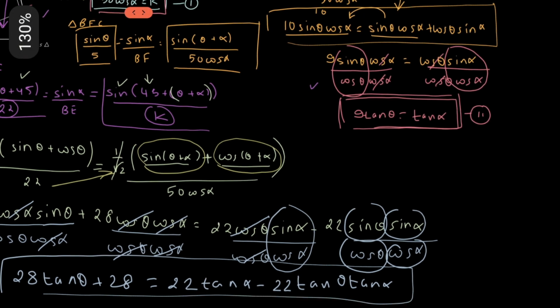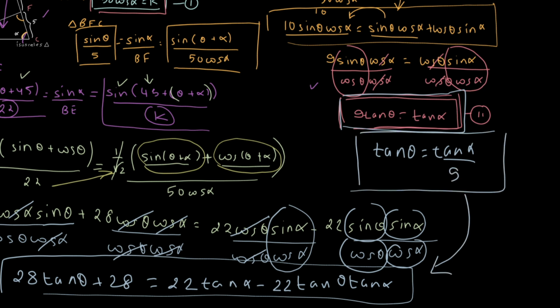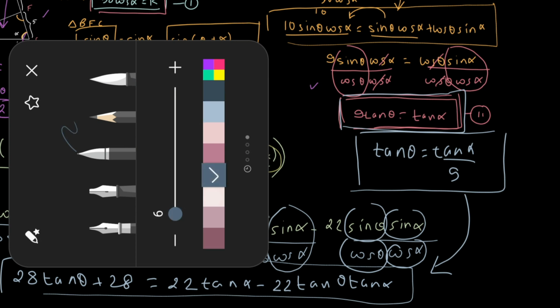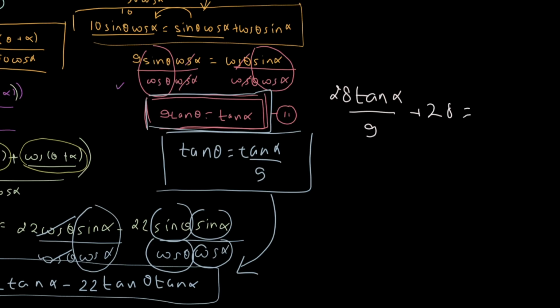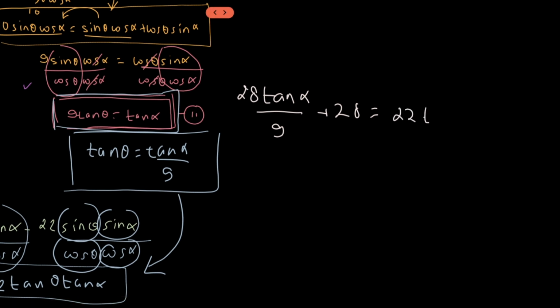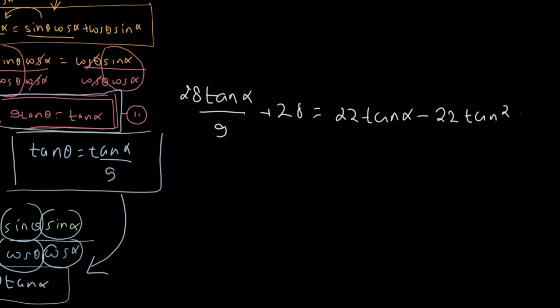Okay, now remember the equation number 2, in which we have the value that 9 times tan theta is tan alpha. So from this we can have the value for tan theta as tan alpha upon 9, and this value of tan theta in terms of tan alpha can be replaced in this equation, and when we do so, we will get that 28 times tan alpha upon 9 plus 28 is equals to 22 times tan alpha minus 22 times tan square alpha upon 9. So after replacing tan theta with tan alpha upon 9 in this equation, we get this thing.